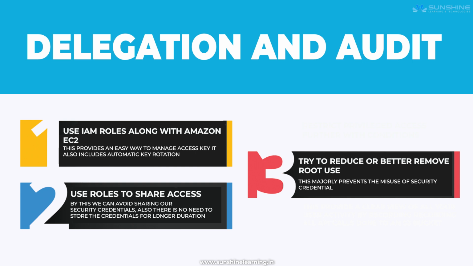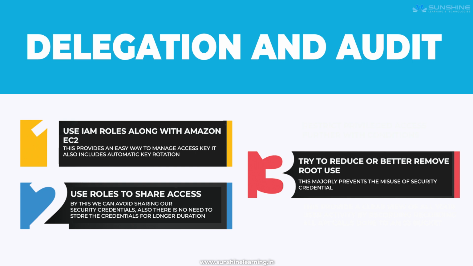Also use roles to share the access. This way, we can avoid sharing our security credentials. And if you avoid sharing your security credentials, there will be fewer chances of your security credentials getting leaked or hacked. Also, there is no need to store the credentials for a longer duration of time. So it is better to use the roles to provide the access. And we know that roles are mostly service specific, and we can access the console, and access from some APIs and some apps as well, with the help of the roles.